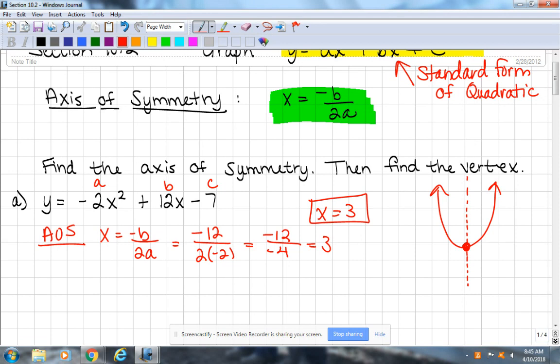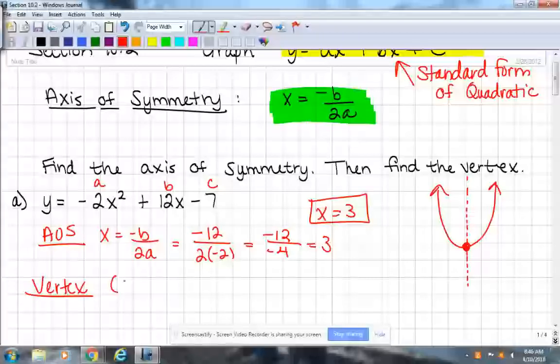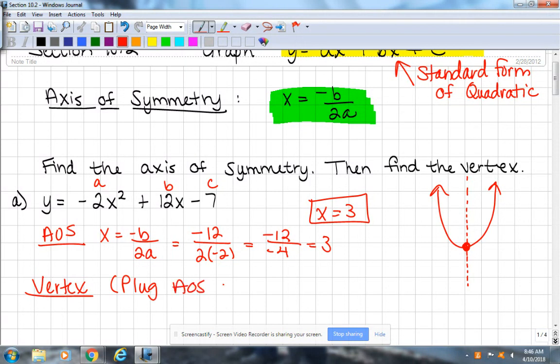Well, that point is on the parabola, but it's also on the what? Axis of symmetry, right? So that means it's going to have the same x value as the axis of symmetry. What two things do I need to write an ordered pair? An x and a y. So I know the x value is 3. How do you think I'm going to get the y value? Plug it in where? Into the quadratic. So what you're going to do after you get your axis of symmetry, to get your vertex, you're going to plug your AOS into the quadratic.